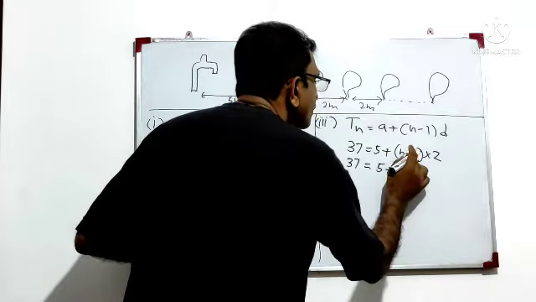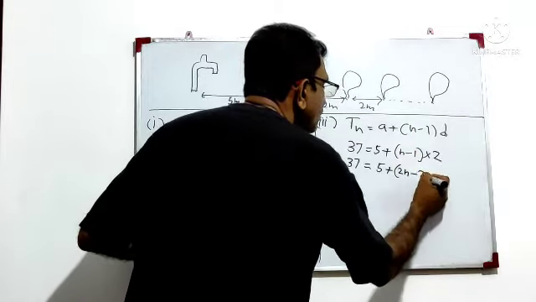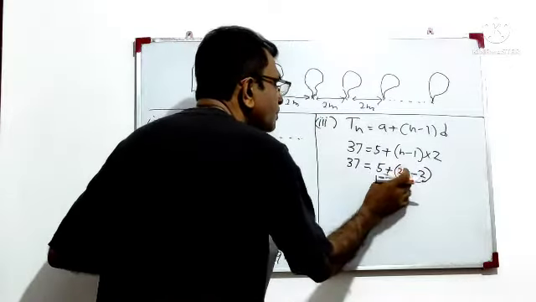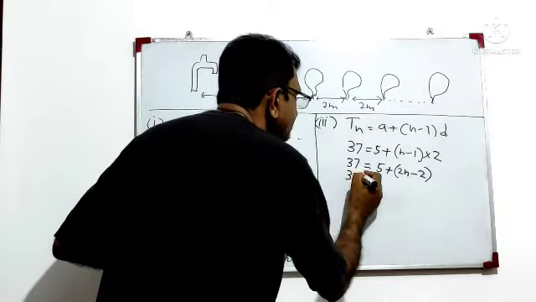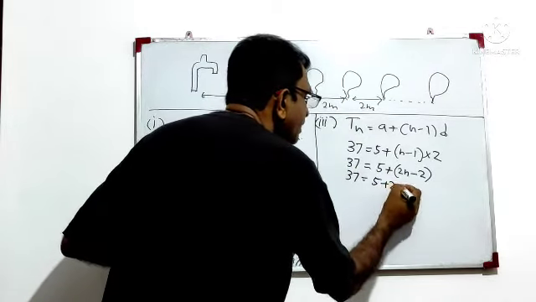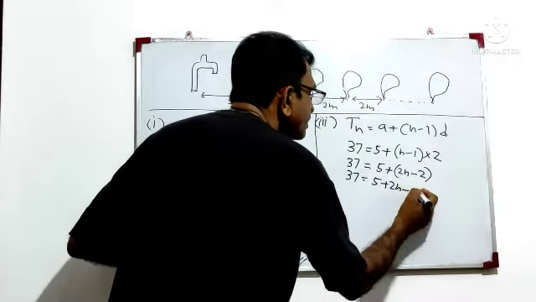2n, then minus 2 times 1, 2, right? Then how to remove these brackets? You have to multiply by the positive symbol. Then 37 equals 5 plus into plus 2n plus into minus 2.